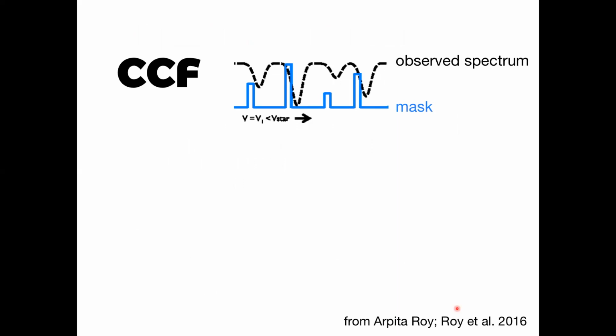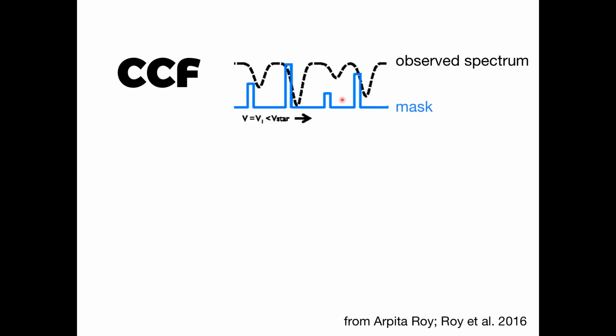First, you have your observed spectrum in dashed line. What you do is you cross-correlate your observed spectrum with a mask, for example, or maybe a template. But for example, we're going to use a mask. This is a binary mask with lots of delta functions. Each of the delta functions represents a spectral line, and they have different depths at different wavelengths.